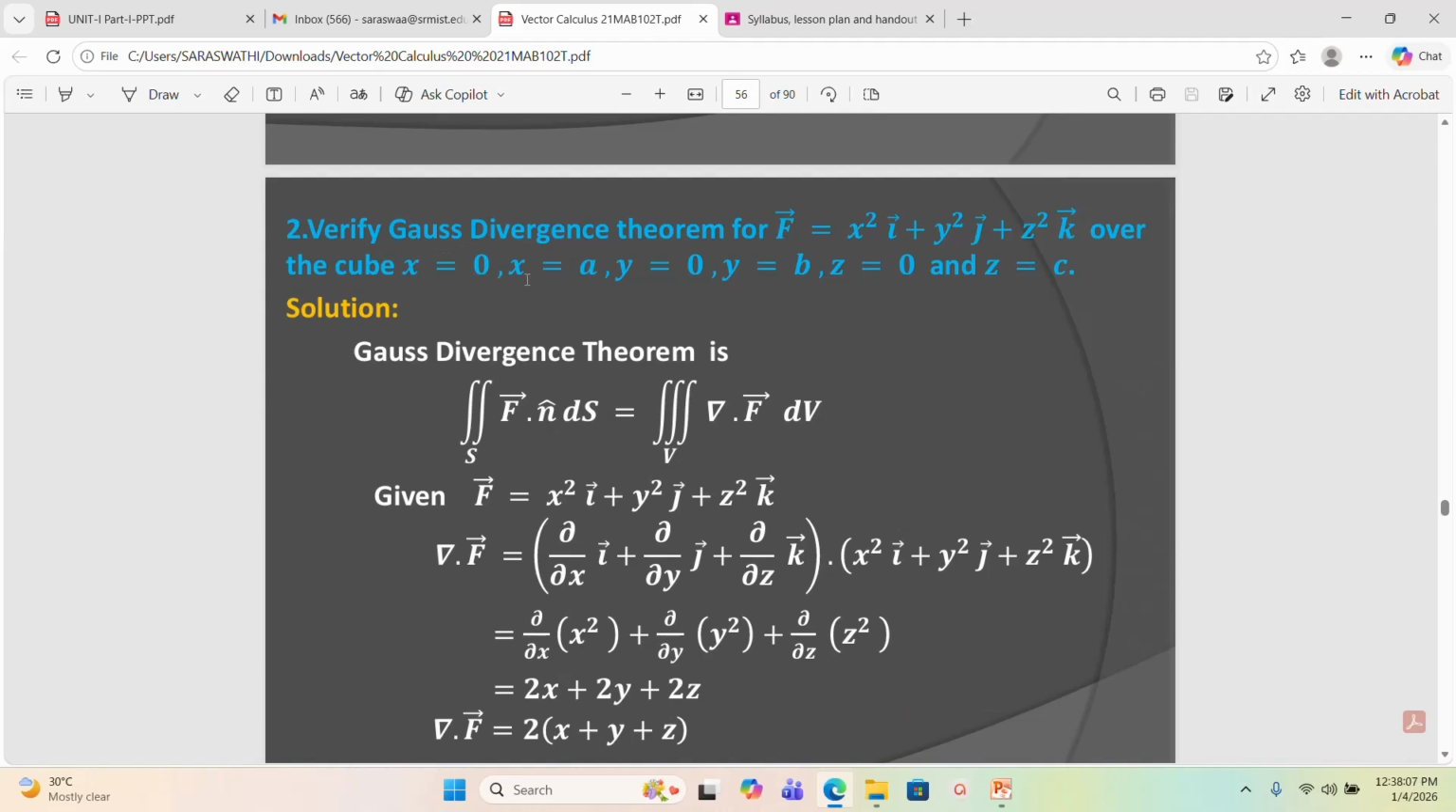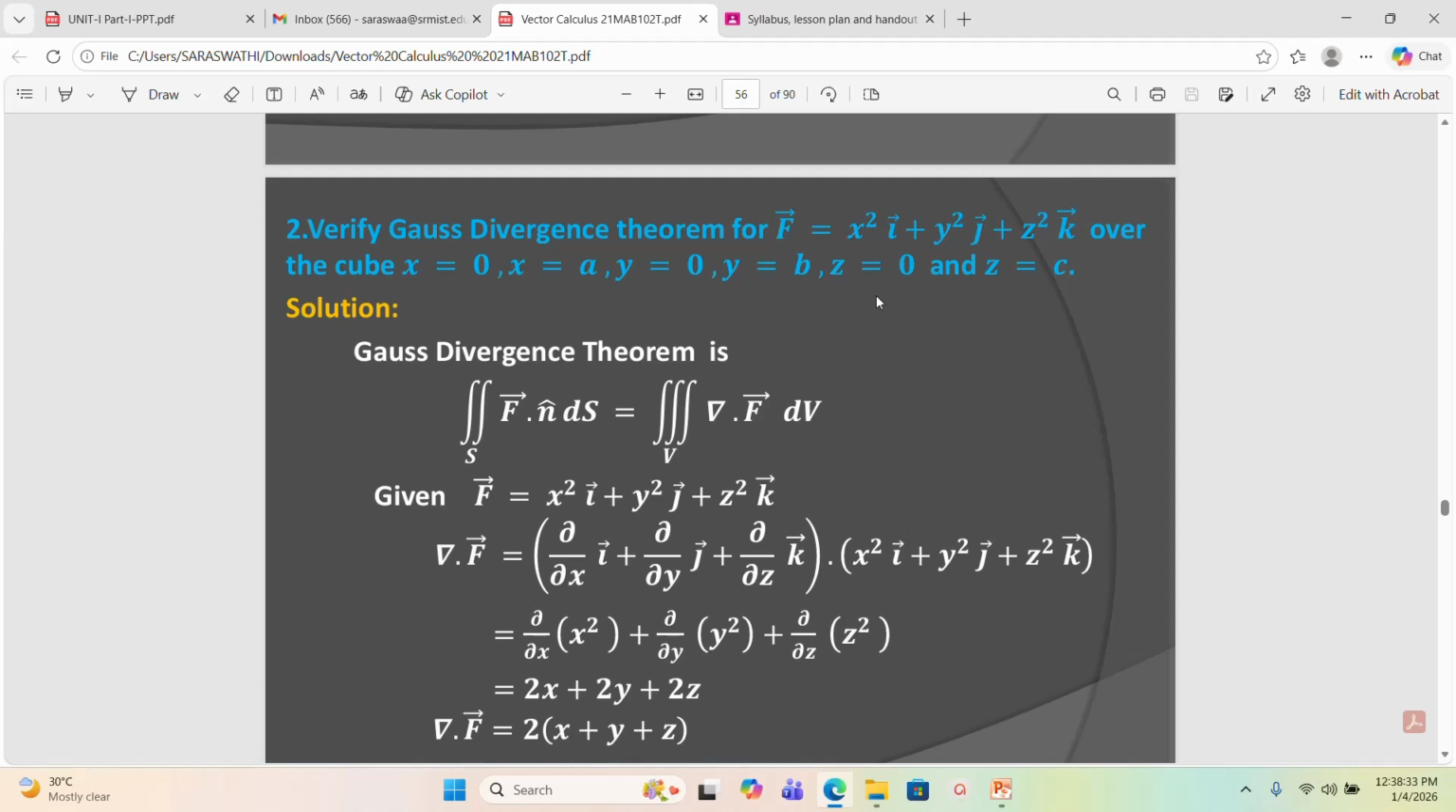Now, verify Gauss divergence theorem for f vector equal to x square i plus y square j plus z square k over the cube, x equal to 0 to a, y equal to 0 to b, and z equal to 0 to c. Now Gauss divergence theorem: the surface integral over S of f vector dot n cap ds is equal to the triple integral over v of del dot f vector dv.